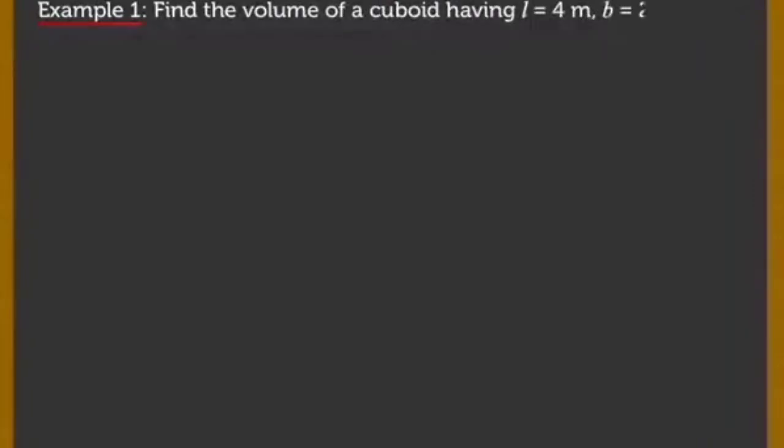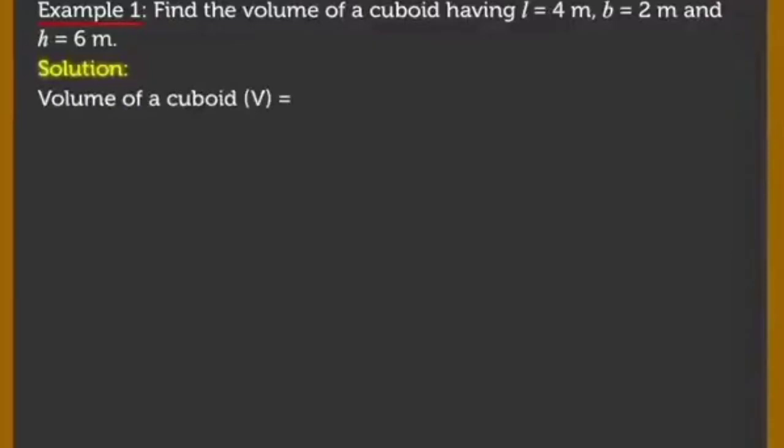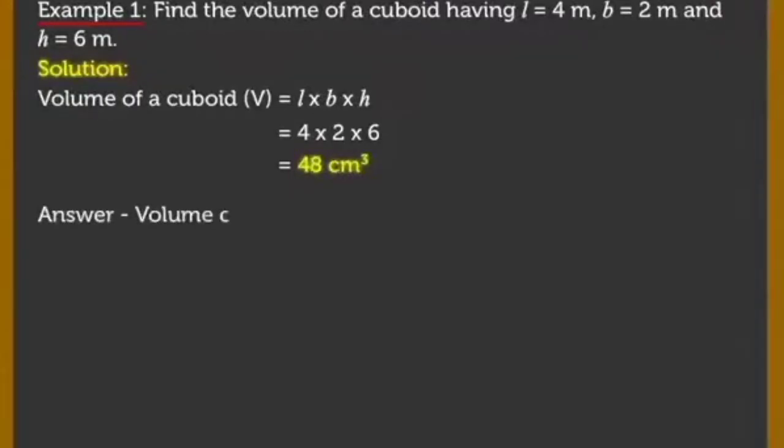Let us solve an example. Find the volume of a cuboid having length 4 meters, breadth 2 meters, and height 6 meters. Volume of a cuboid is equal to length into breadth into height, which is equal to 4 into 2 into 6, which is equal to 48 cubic centimeters. Thus, the volume of the given cuboid is 48 cubic centimeters.